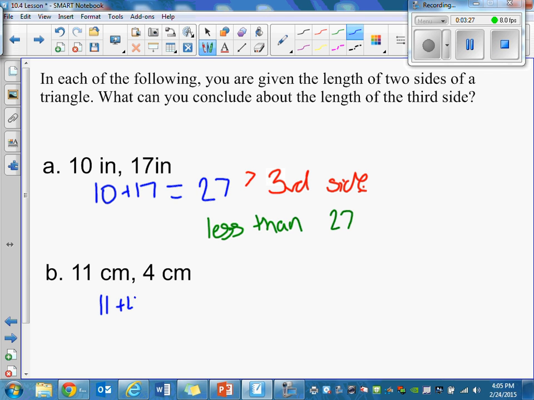11 plus 4 equals 15. So I know that has to be greater than the third side.